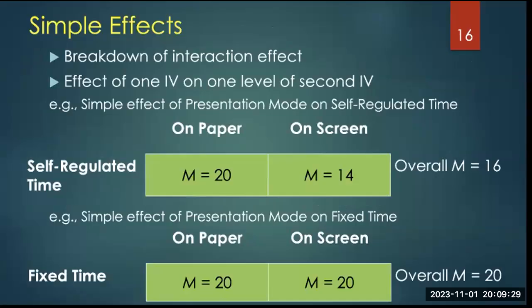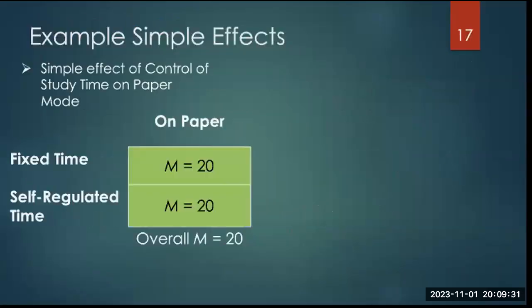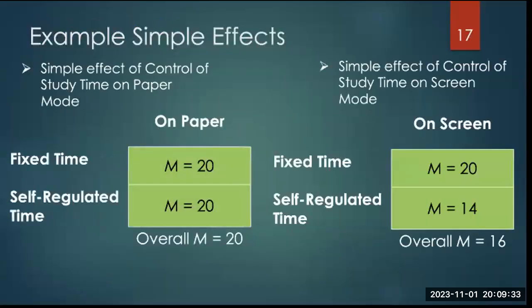So there's a simple effect there. And then when we looked at the modality component, here it's also confirmed. When we broke it down, the screen modality was only affected when it was self-regulated time. So those are the simple effects that we looked at. That is that interaction. We broke down those 4 quadrants into just 2 quadrants at a time based on the independent variable that we were examining.